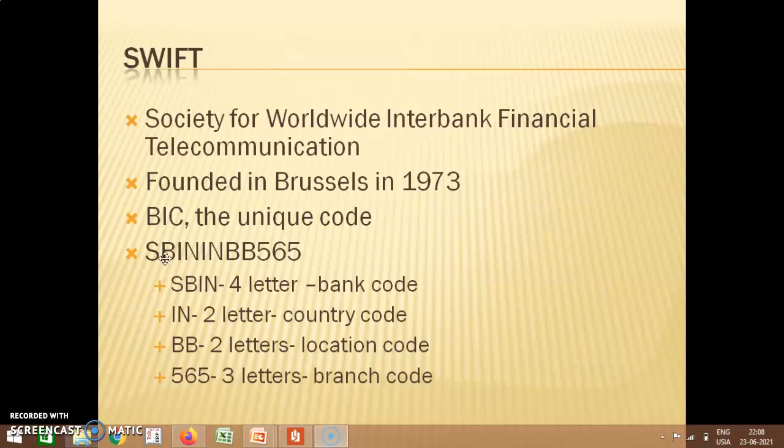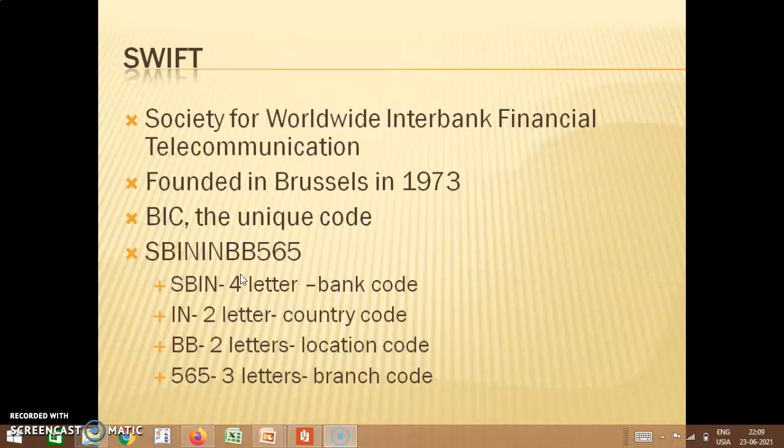Here, SBININBB565. This is a SWIFT code. Now in this, the first four letters, the SBIN, stand for the bank code. The first four letters denote the bank. Then the next two letters, that is again IN written there. This IN stands for the country code, or which country it is from.